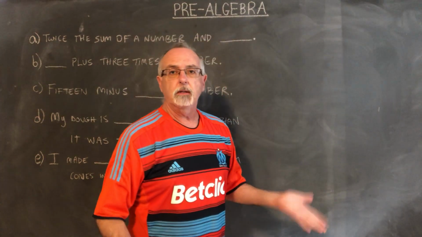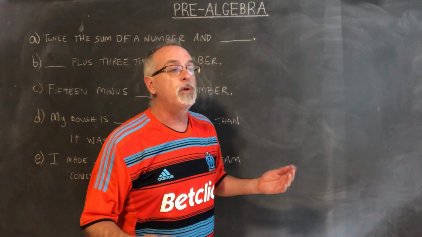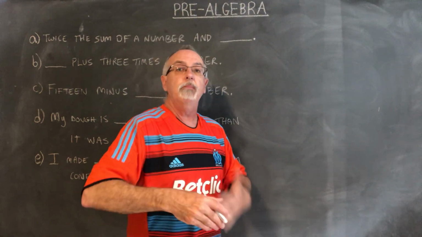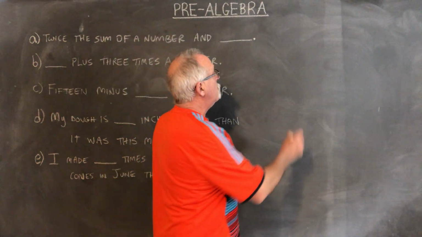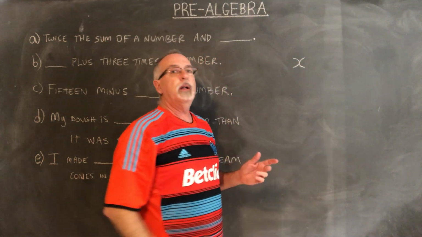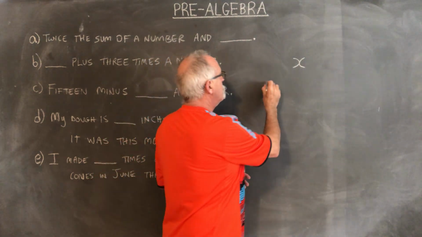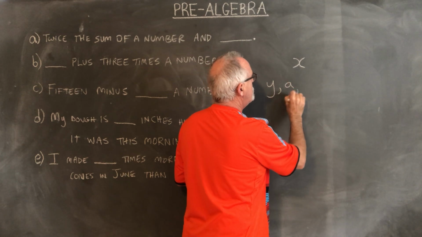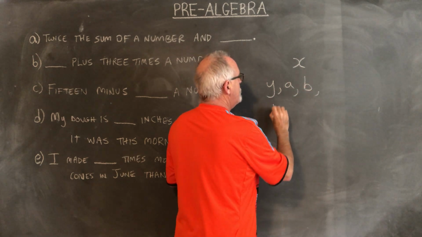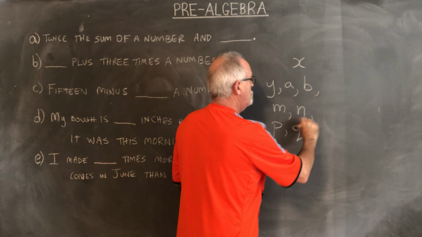So a variable, what's a variable? It's a letter that we use to represent a number that we don't know yet, or a number that might keep changing. So a very common variable is x, but we can use any letter we want for a variable. So other commonly chosen ones are y and a and b and m and n and p and q.